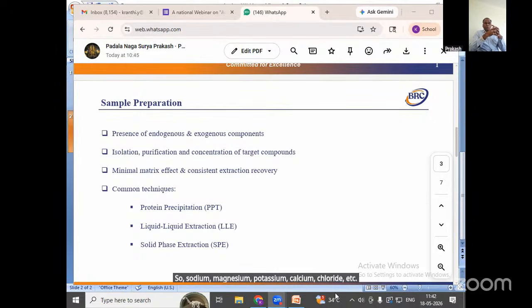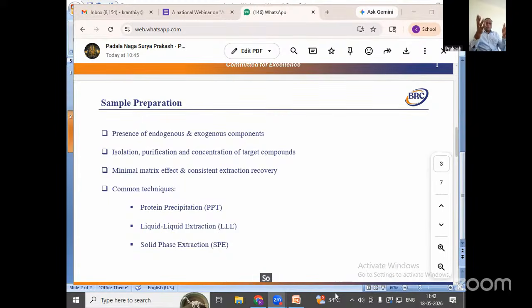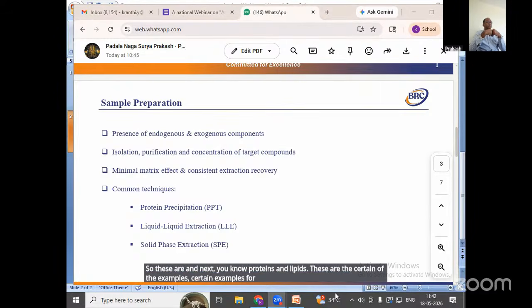Apart from salts, there are small molecules which are endogenously present, less than 1,000 daltons, I would say. Some examples of small molecules are amino acids or carbohydrates. And next, proteins and lipids. These are certain examples of endogenous compounds.